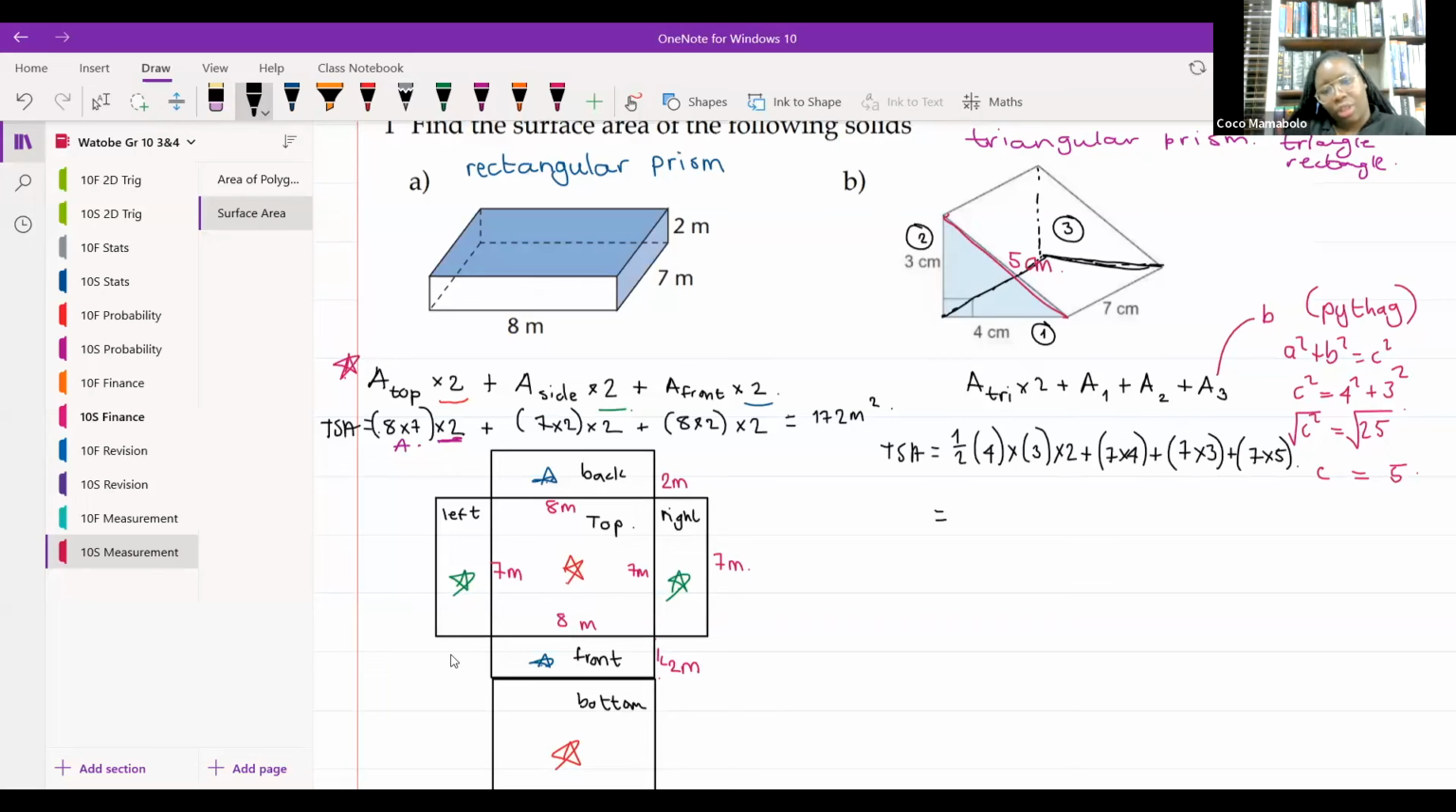If I punch all of that into a calculator, how much do I get, peeps? Who gets what? 96, correct. 96 apples. 96 emojis. 96 donkeys. No, 96 centimeters squared. Beautifully done.